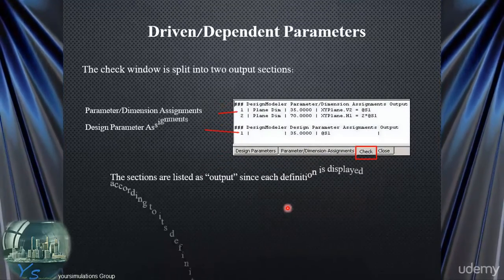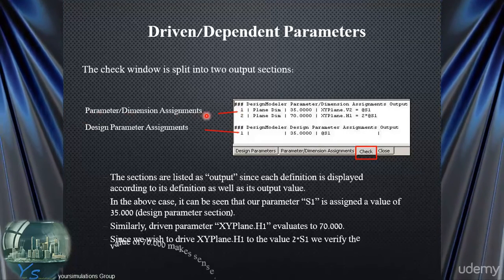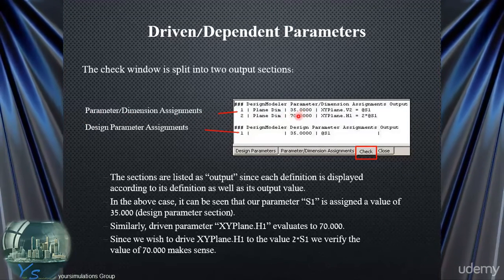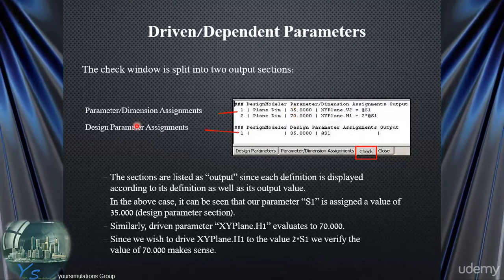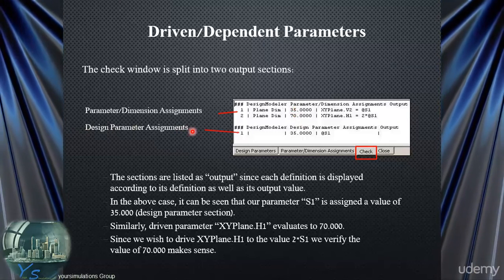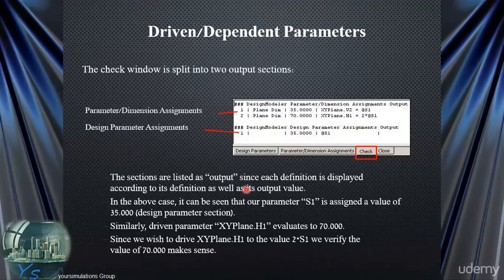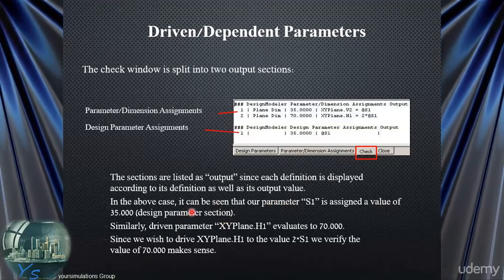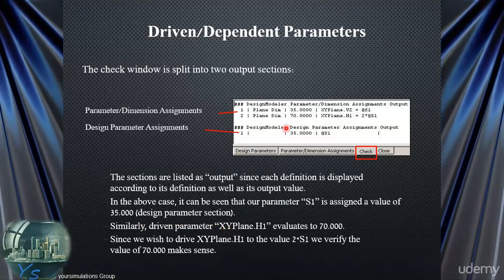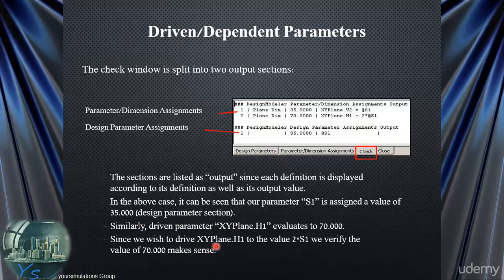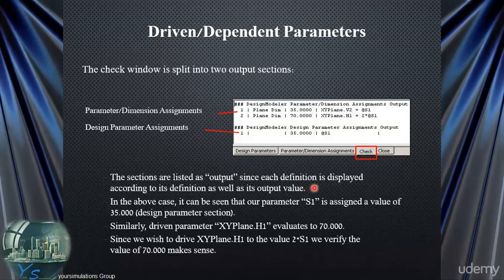The check tab window is split into 2 parts, the first part being the parameter dimension assignments. As in the previous slide, we can see here the driving and the driven parameters and the values associated with them, and also the design parameter assignments that are listed in the lower part of this check window. So in the above case, you can see that our parameter S1 is assigned a value of 35. Similarly, the driven parameter evaluates to 70, and since we wish to drive the horizontal value to 2 times S1, we're validating here that this is indeed correct.